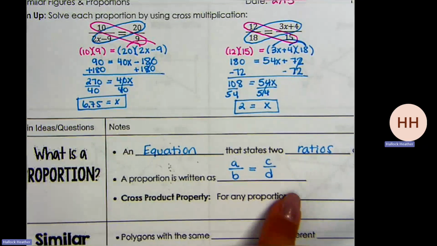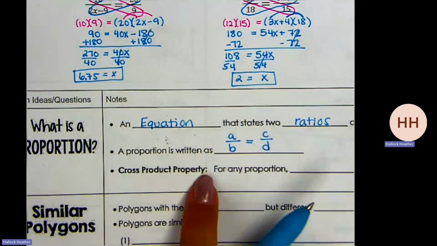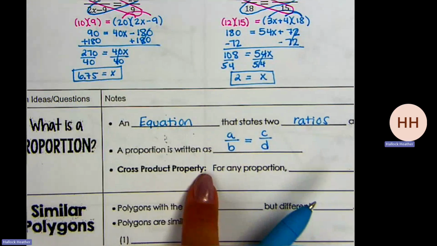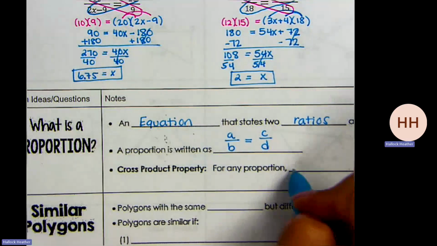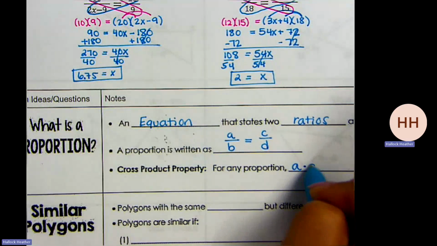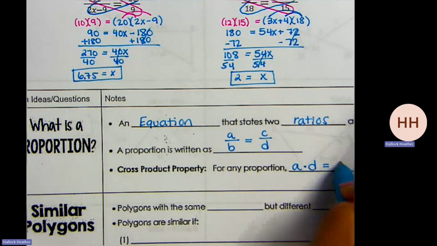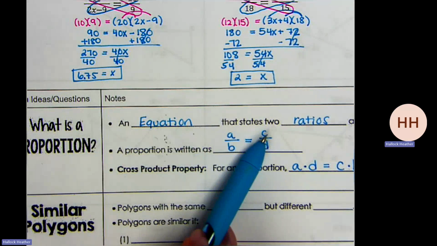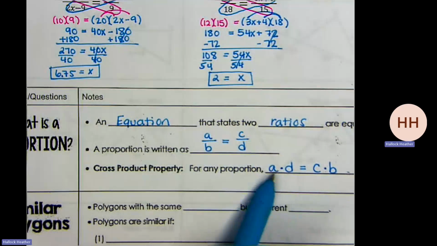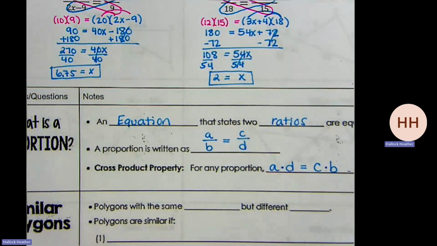Fraction, equal sign, fraction. Cross product property is cross multiplication. Product means multiply. So for any proportion, you're always taking the top and multiplying by the bottom. So I could do A times D equals C times B. You're always taking the top, multiplying by the bottom, and it doesn't really matter the order. You can flip-flop these as long as you're multiplying.